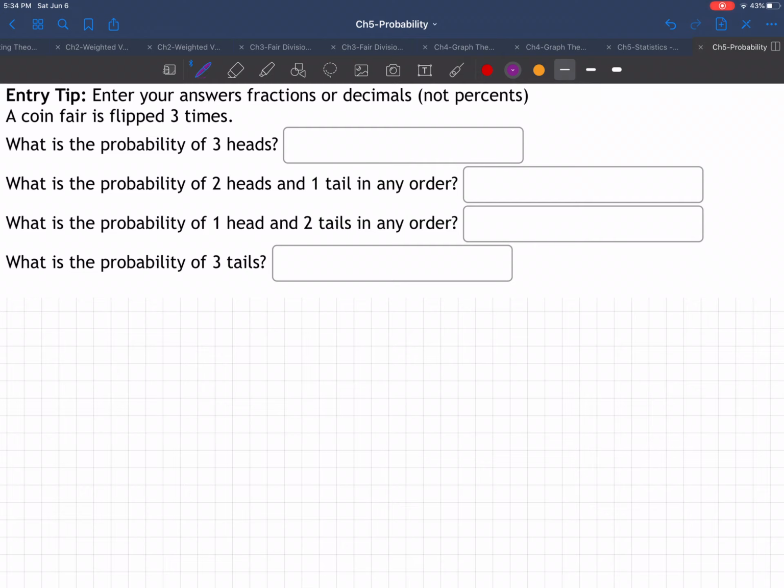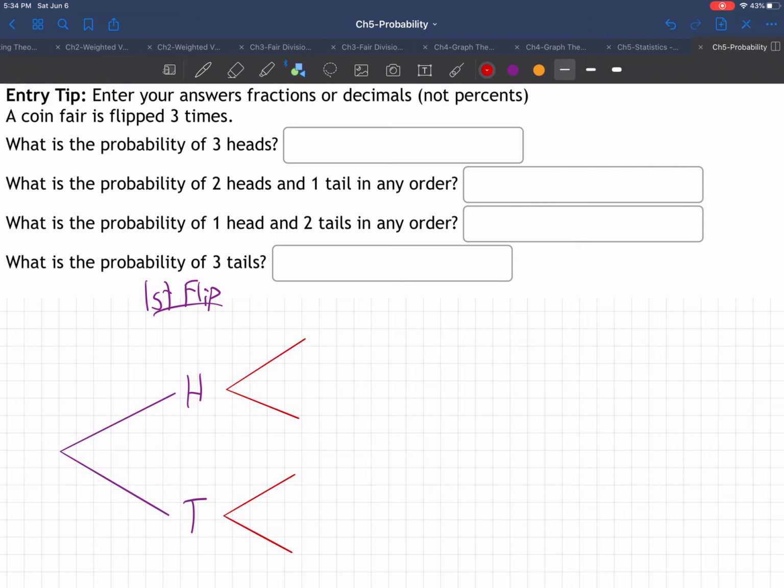tree that branches 3 times. Let me show you. So we'll start here and we'll go this way and this way. So this is heads and tails. This is the first flip. And then we have the second flip.